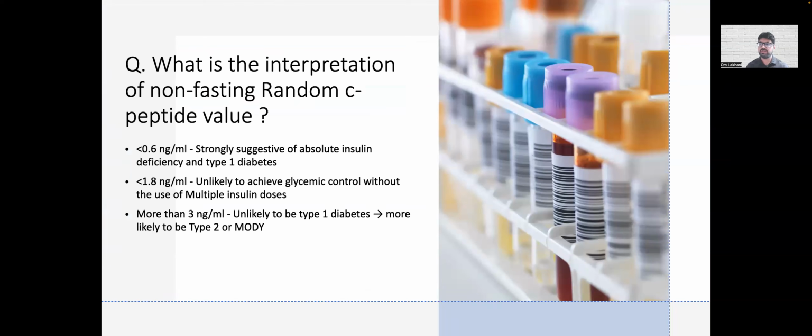Now, how do you interpret a random C-peptide? Let's say a patient walks into my OPD and wants to know whether they have type 1 or type 2 diabetes. The patient has reasonable euglycemia, is on basal bolus insulin, and has maintained a reasonable amount of blood glucose. What do I mean by reasonable amount of blood glucose?